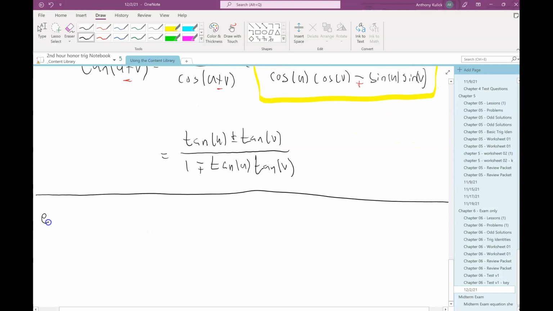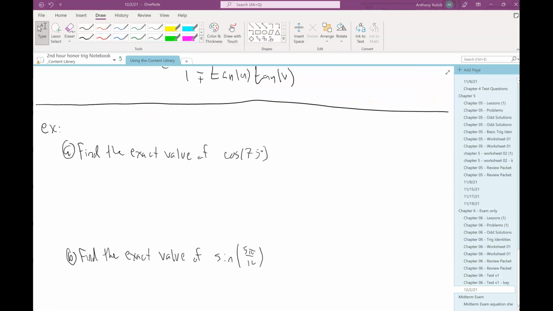Let's do some examples of the kinds of problems we're going to ask you to do. Okay, so some example problems. The first one says find the exact value of cosine of 75. Notice that 75 is not a unit circle angle. However, we can still do this problem. All we need to do is think of a way to write 75 as the sum or difference, it doesn't matter, of two unit circle angles. To me, the obvious two that I would use are 30 and 45.